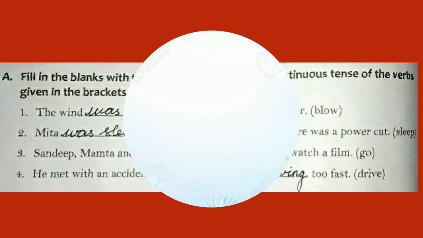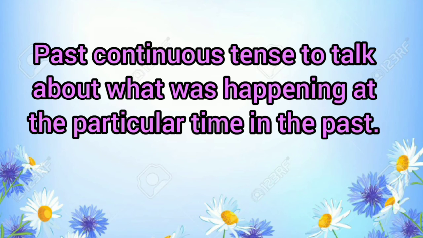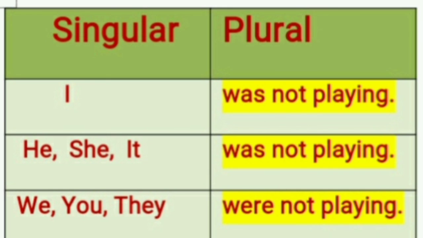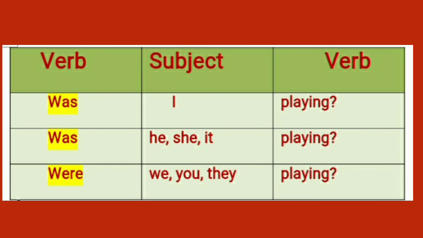Remember children, we use past continuous tense to talk about what was happening at a particular time in the past, and it's no longer going on in the present. It's a past action. We use was with singular subjects and I, were with plural subjects, and add ing to the first form of the verb. For making negative sentences, we add not after was or were. And for making questions, we place was or were before the subject, at the beginning of the sentence, and put a question mark at the end of the sentence.